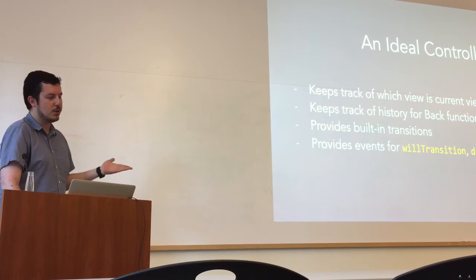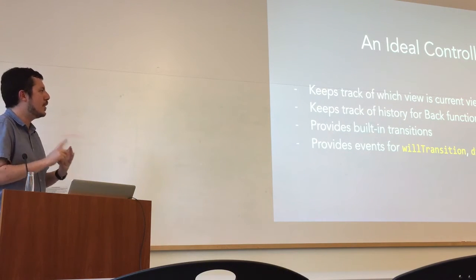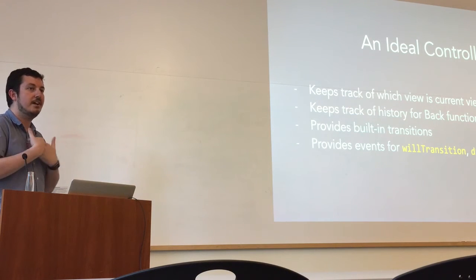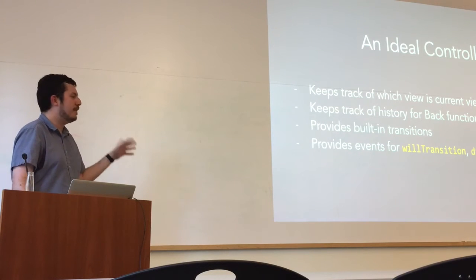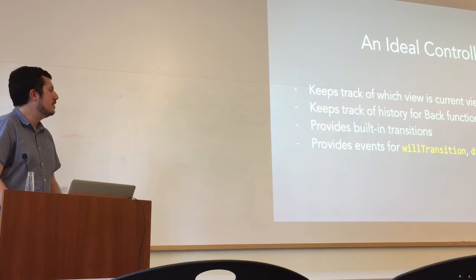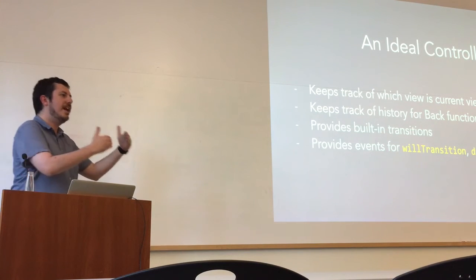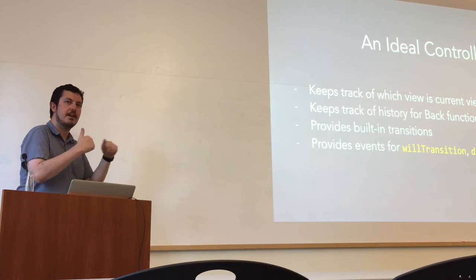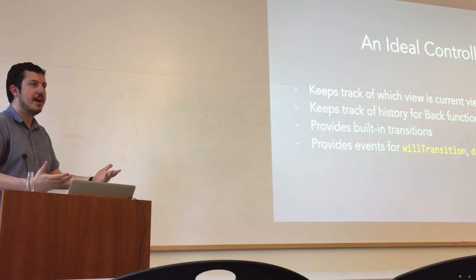The nice thing about these controllers is they're going to keep track of which view is current. They're going to keep track of history so that I don't need to think about which was the last screen. They're going to provide built-in transitions, right? I think iOS calls them segues. And they're going to provide events so that I know when a transition is about to happen and I can do something, or when a transition has ended and I can do something about that.